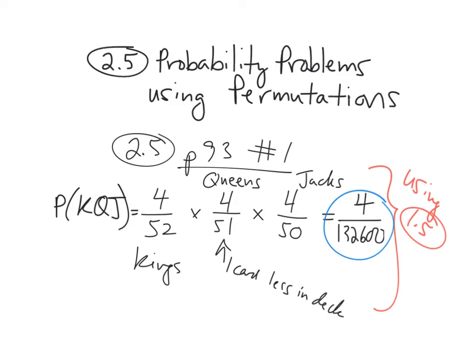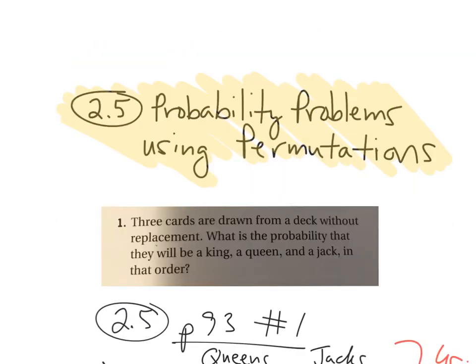Probability problems using permutations. Okay, let's consider this question here. 3 cards are drawn from a deck without replacement. What is the probability that there will be a king, a queen, and a jack in that order?